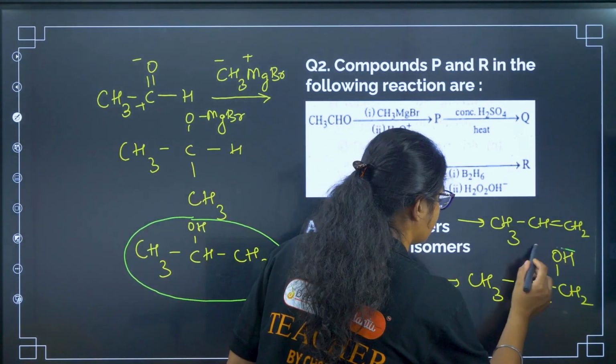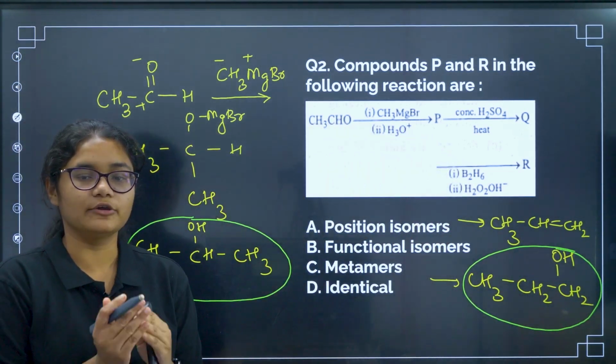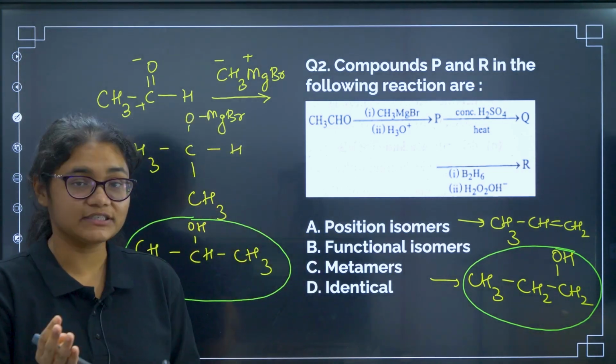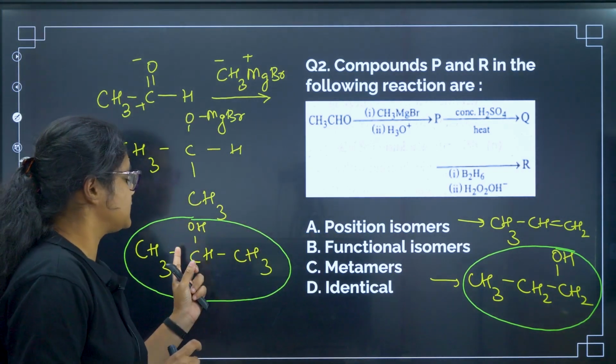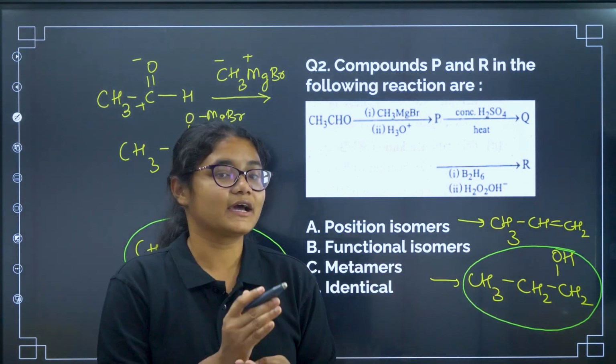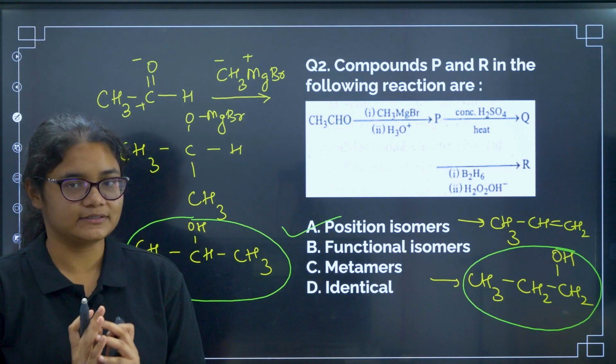Okay. So now if you see the relation between the first one, that is your P, this compound, and we have this compound, right? So what is the relation between these two? These two are your position isomers, because OH is present here on the second carbon and here OH is present on the first carbon. So the correct answer for this question will be option A, that is position isomers.